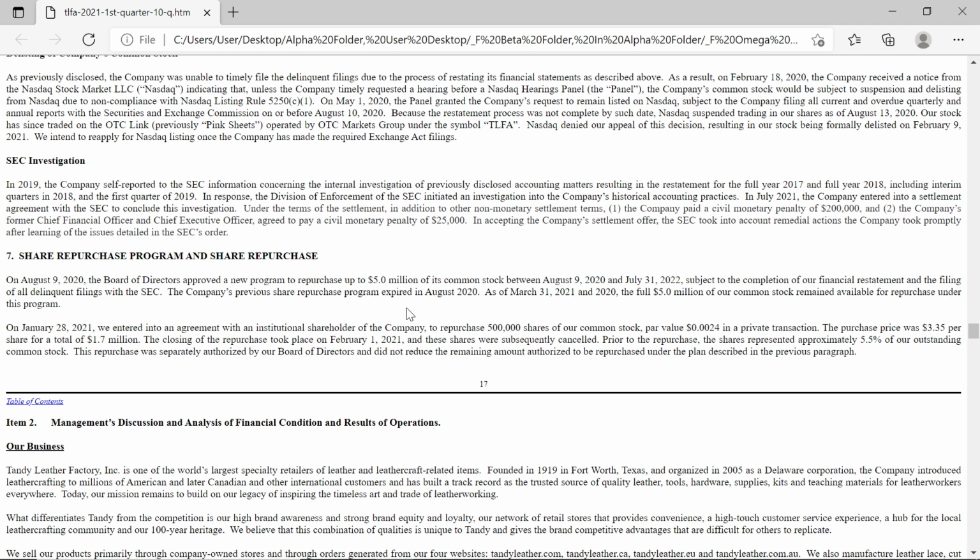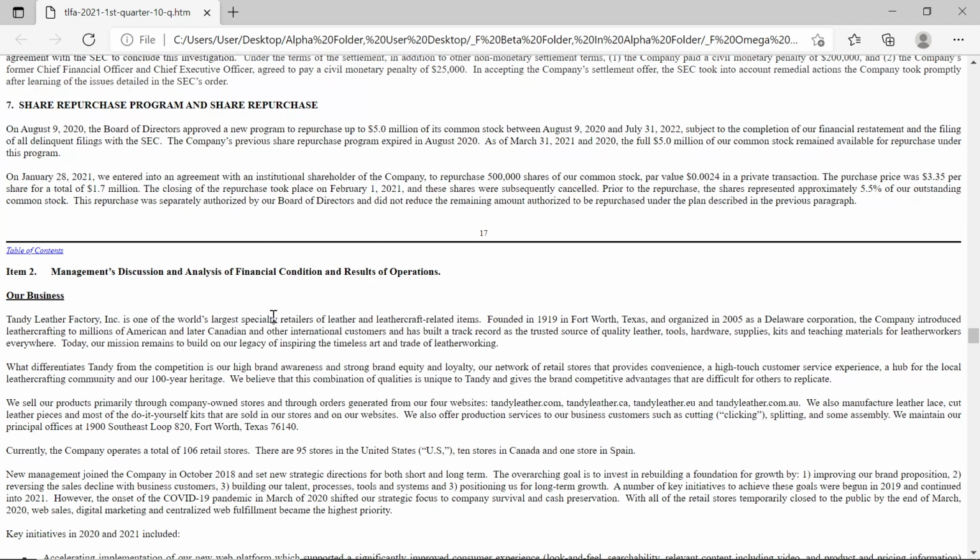So they've got this big $5 million authorization on the books. That's good. Hopefully they pull the trigger as soon as possible because the stock is real cheap. On January 28, 2021, we entered into an agreement. Here they talk about the repurchase of 500,000 shares that they have made. These were 500,000 shares that this institutional shareholder was willing to sell at what was frankly a really cheap price. But whatever, that's good for us.